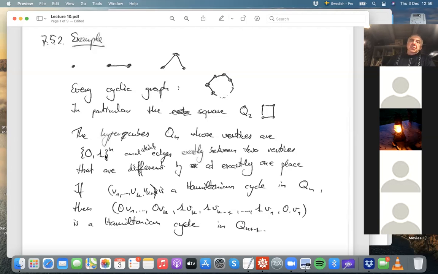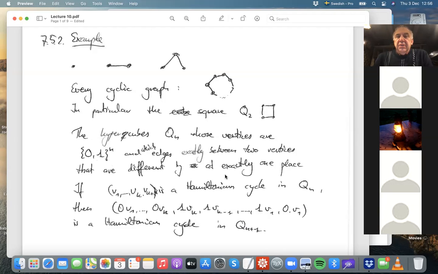And you have an edge between two such sequences if and only if these sequences are different at exactly one place. So for example, if I have a sequence 0, 0, 0, it's connected to 1, 0, 0, 0, 1, 0, and 0, 0, 1.